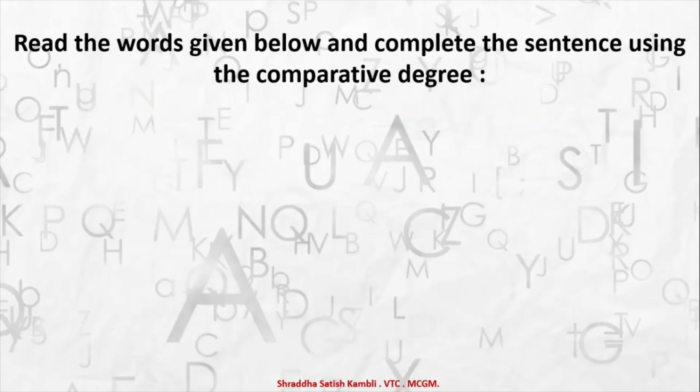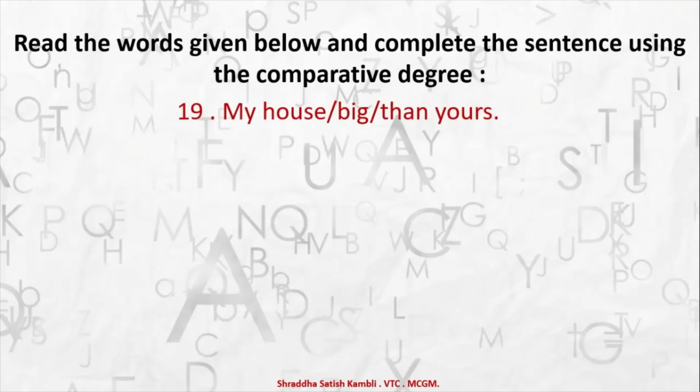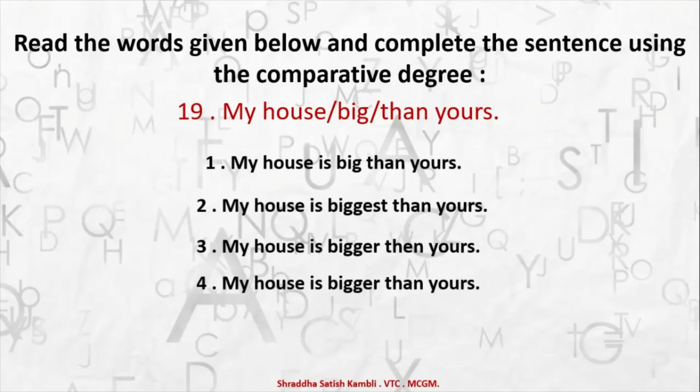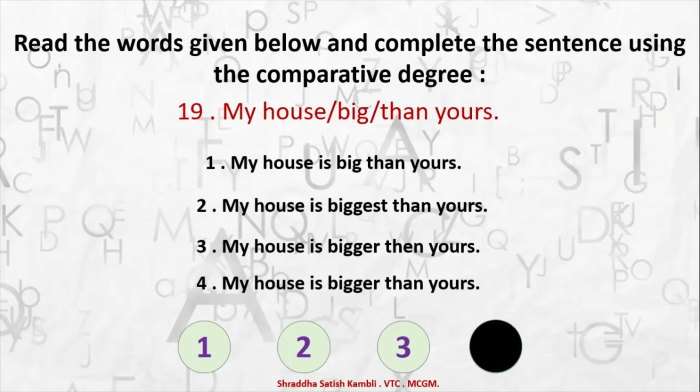Coming to the 19th example. My house big than yours. So we are comparing two people's houses. So my house is bigger than yours. My house is biggest than yours. My house is bigger than yours. Okay, so come on, which one is the right answer? Now you have become experts in finding out and using the rules. So the fourth one is right, because big, bigger, and then biggest. But we are using the comparative degree, so we'll write bigger, and I've also written than, so it is the right answer.